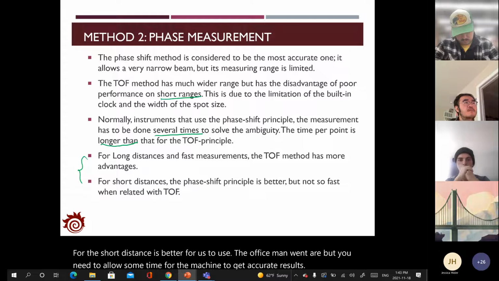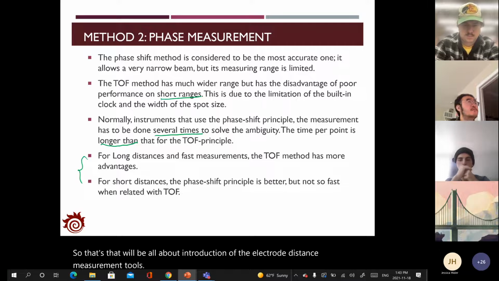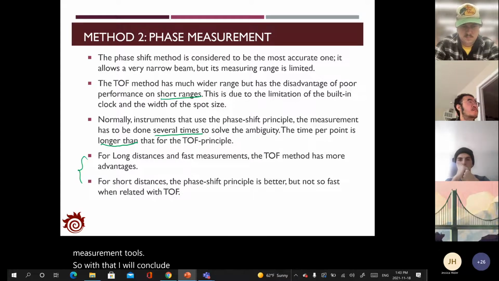So that will be all about the introduction of the electrical distance measurement tools. So with that, I will conclude this lecture. Do you have any follow-up questions about this topic?